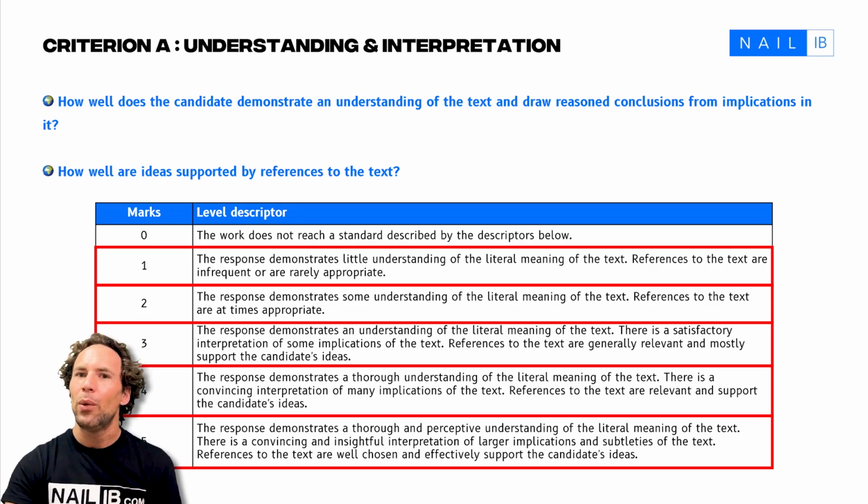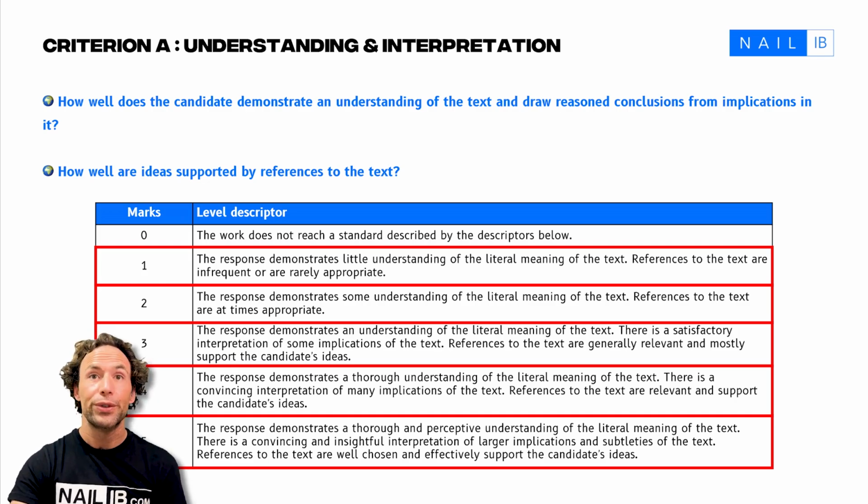With this then, our references to the text are also becoming more purposeful. So we're not just quoting passages or sections, we're using evidence that directly supports the points that we're trying to make.